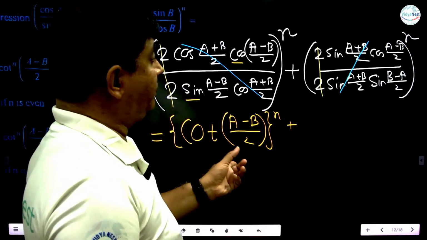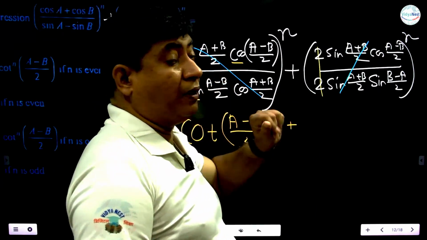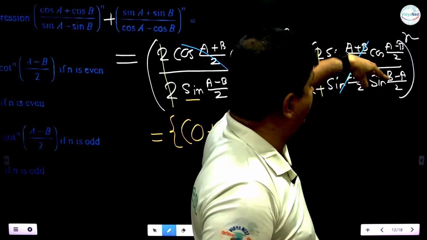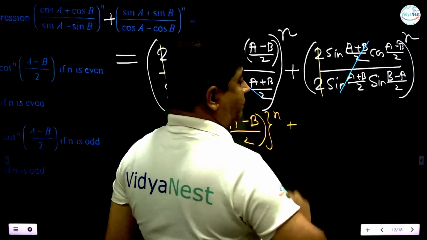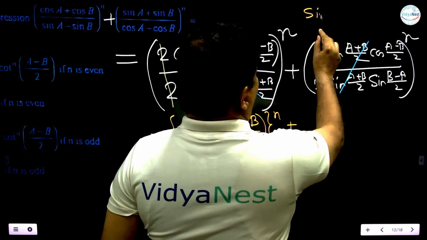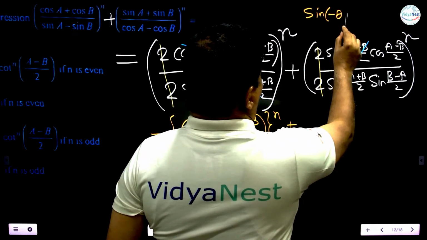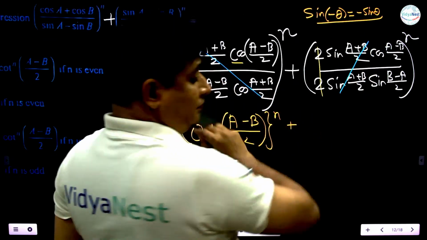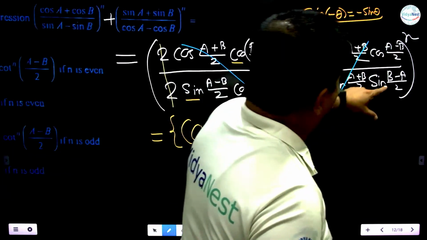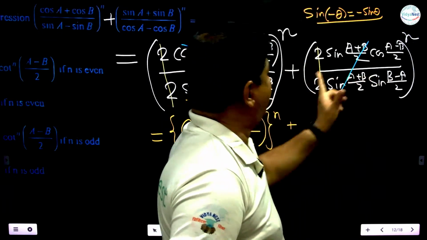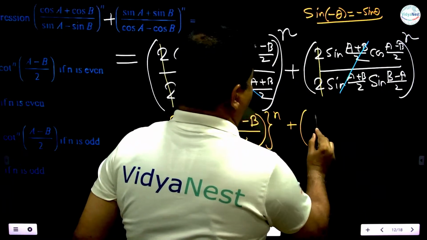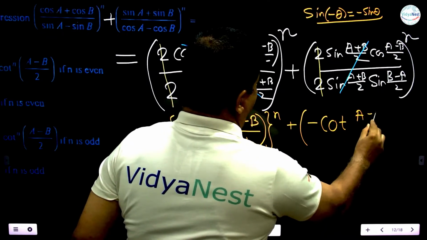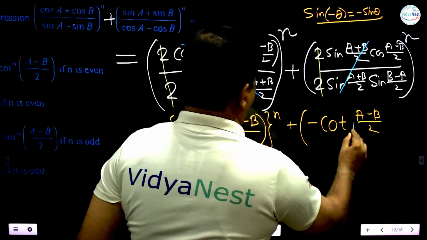And here, one problem students are facing. Here it is A minus B but B minus A. So from sine, we know the basic rule of sine: sine of minus theta is minus sine theta. So I can take out one minus from here and we will get minus cot (A minus B by 2).